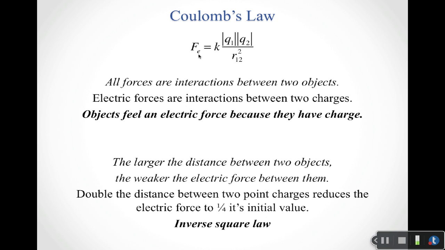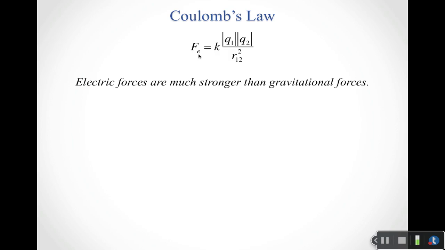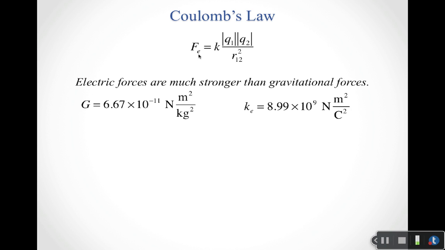So again, this is another inverse square law, just like the universal law of gravitation. Well, as a general rule, electric forces are much stronger than gravitational forces, and again, that comes down to the value of that constant. Our gravitational constant was a very, very small number. Coulomb's constant is actually a fairly large number. It's basically 9 billion. That's a pretty big number.